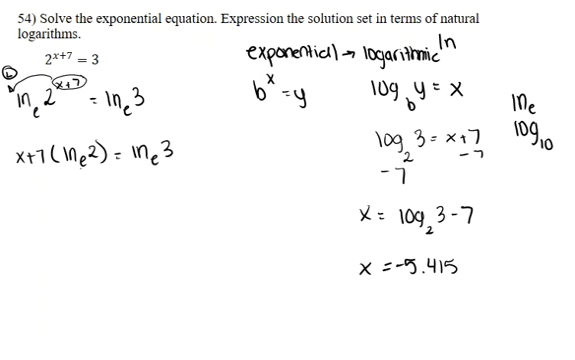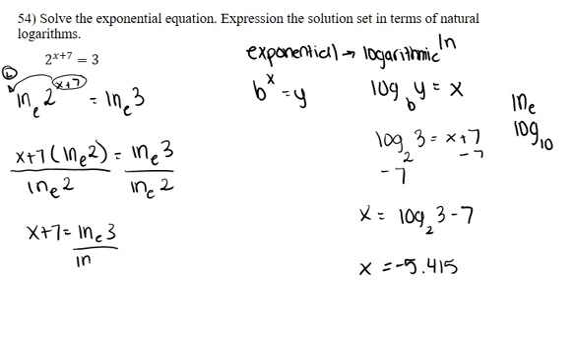This will get us x plus 7 times ln base e of 2 is equal to ln base e of 3. Now we want to isolate the x plus 7 term, so we divide both sides by ln 2. When you do that, you'll get x plus 7 is equal to ln of 3 divided by ln of 2. Isolate that x by subtracting 7 from both sides. You'll get x is equal to ln of 3 divided by ln of 2 minus 7.